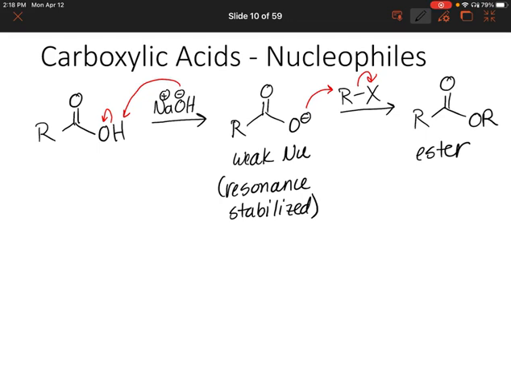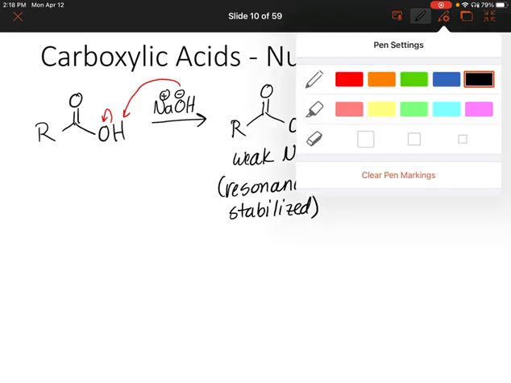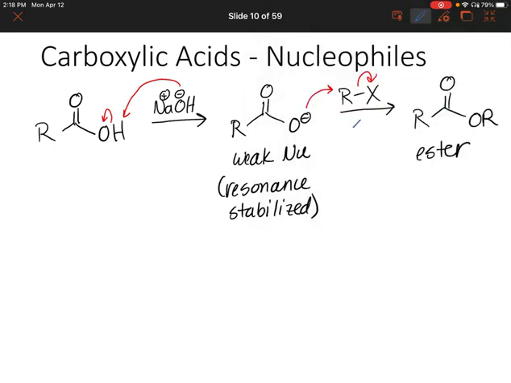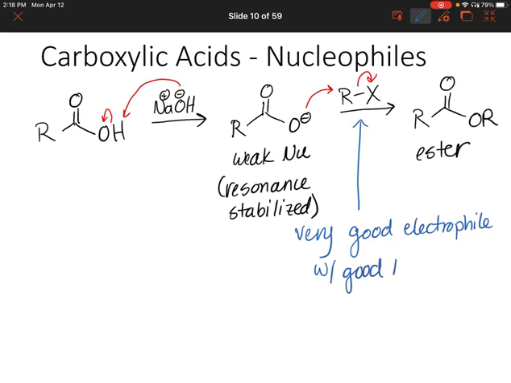Okay, so in this case, you do need a very good electrophile with a good leaving group in order to perform this reaction.